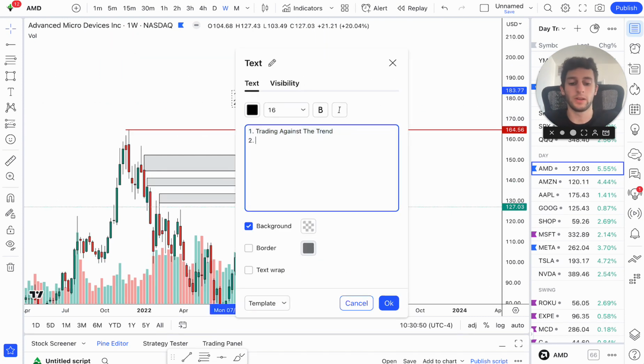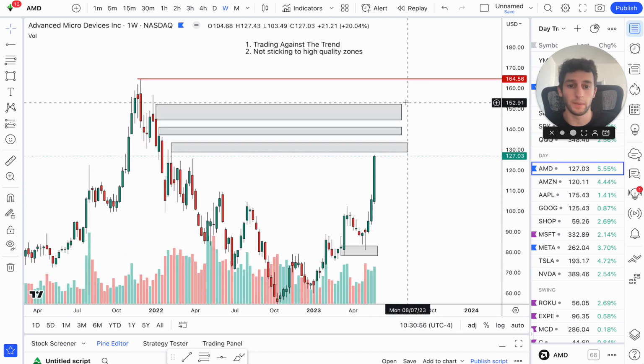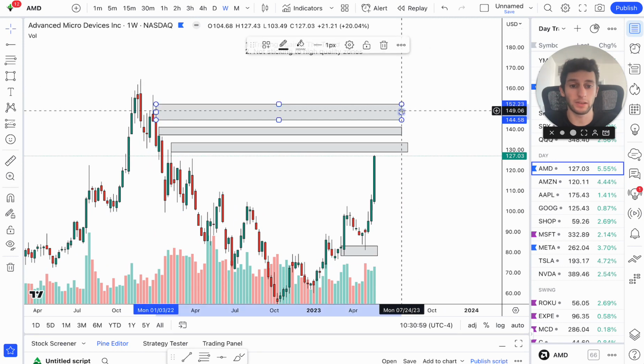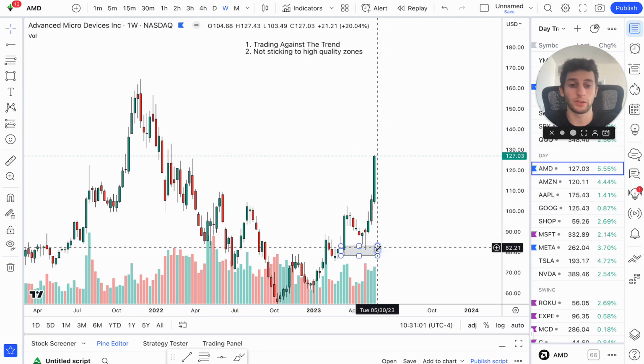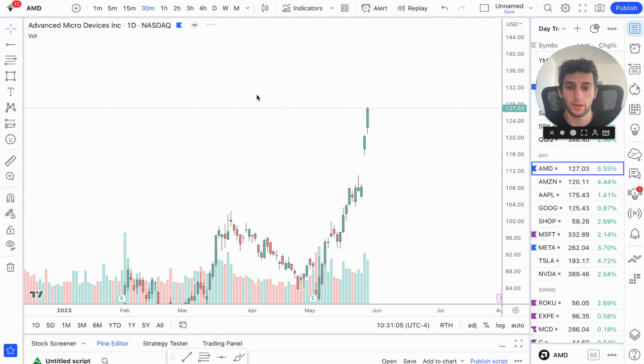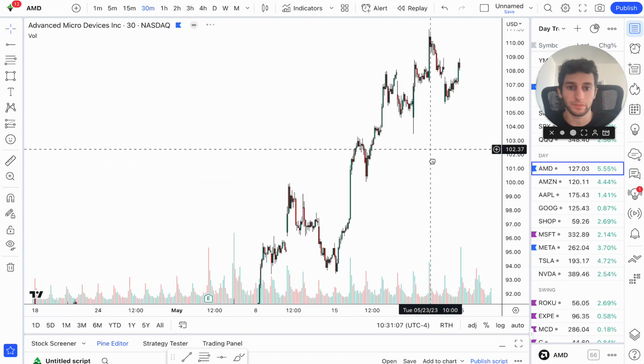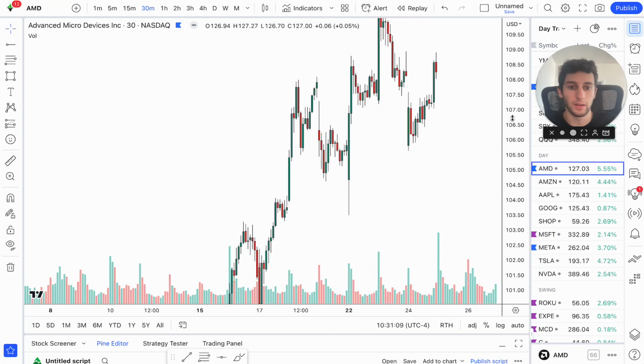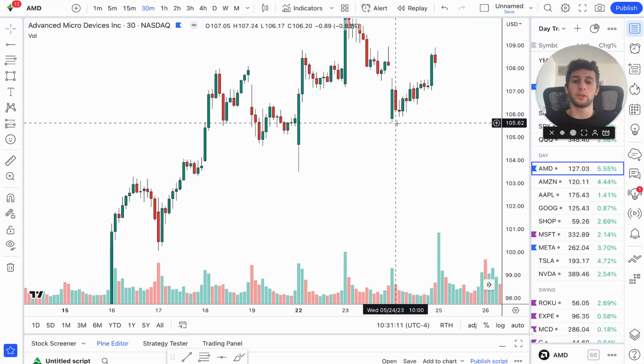Number 2, not sticking to high quality zones. This is a huge one, okay? I see a lot of you guys drawing 20, 30 zones on your chart, okay? You do not need to draw 20, 30 zones on your chart. Okay, if I zoom in here, we look at like a 30-minute chart, okay? You want to be trading high quality zones.